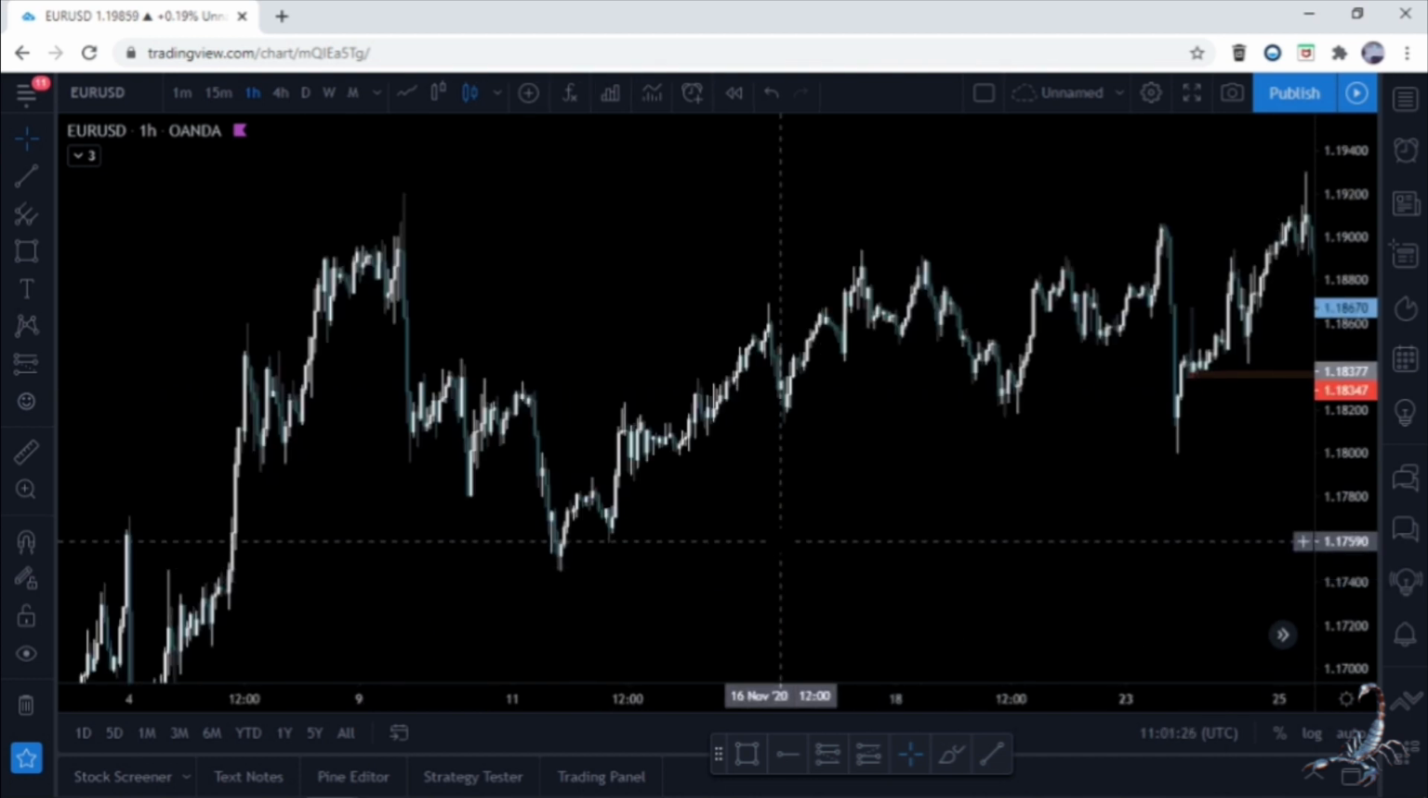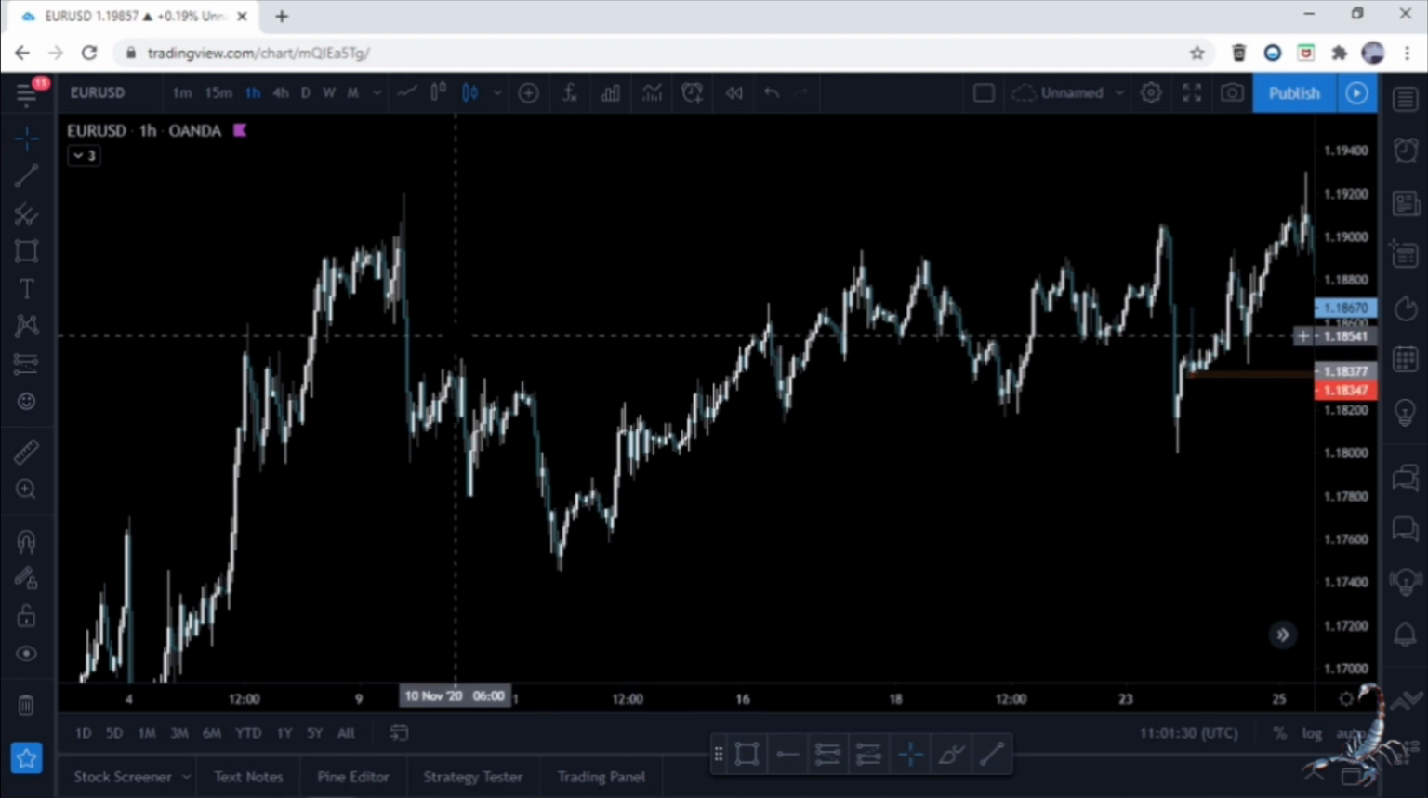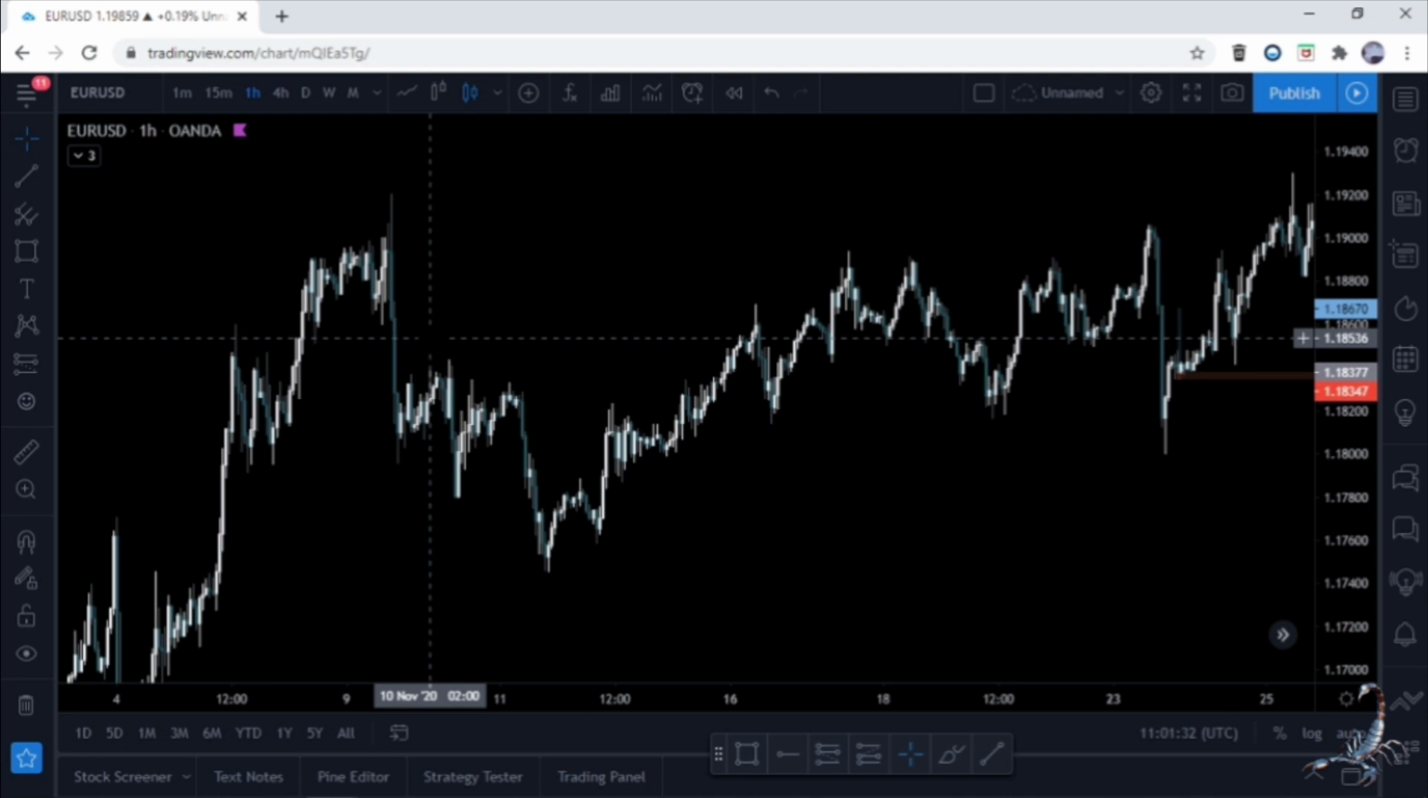I'm going to be explaining why I don't use support and resistance and why it doesn't work. I'm going to be showing you how I take trades using institutional concepts.